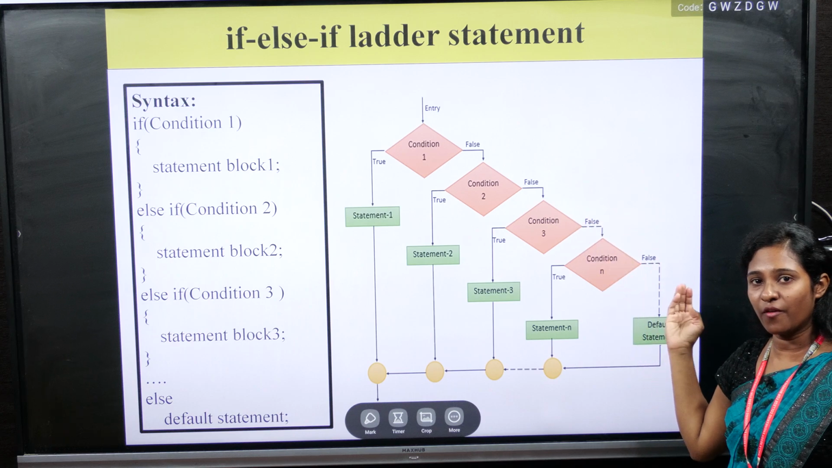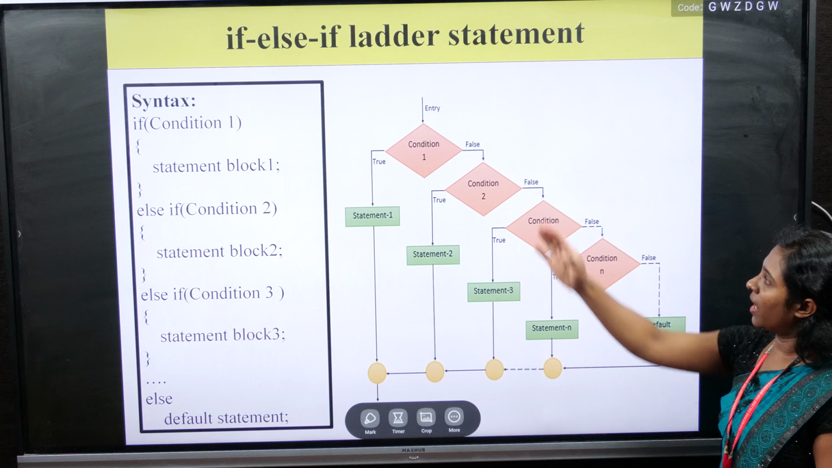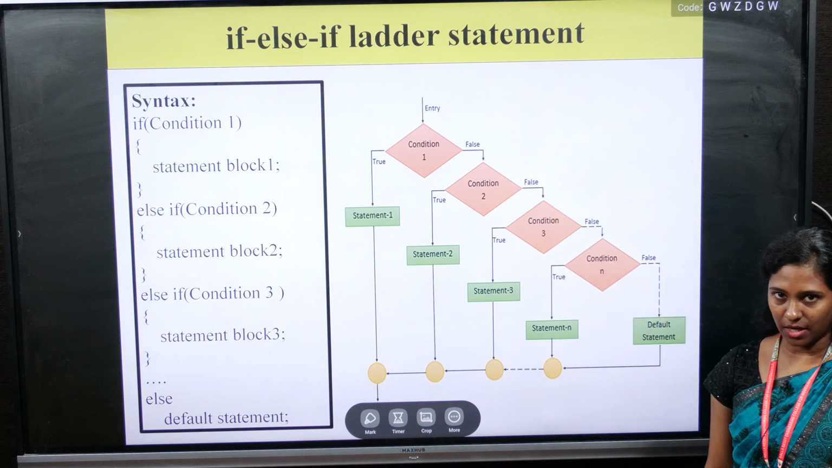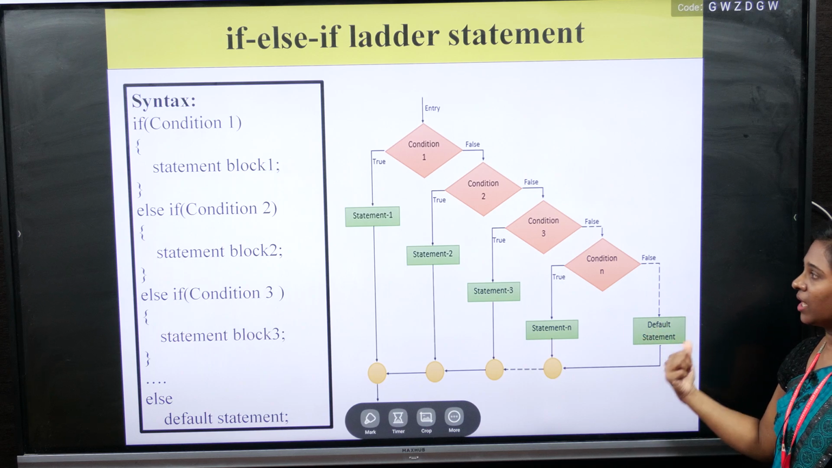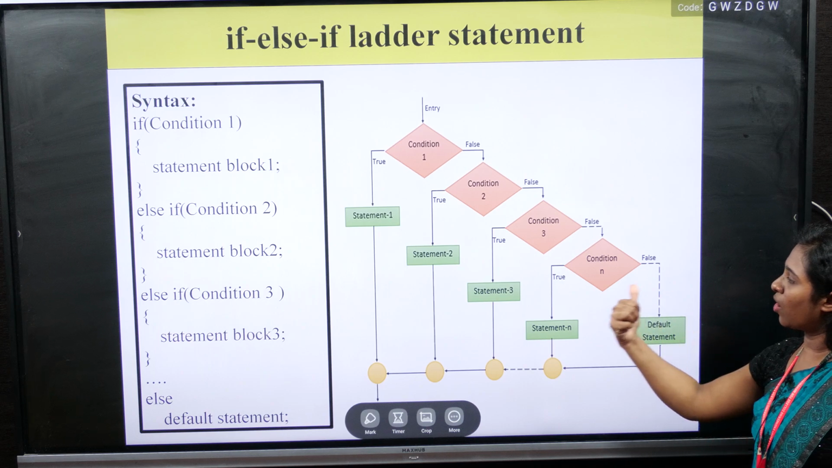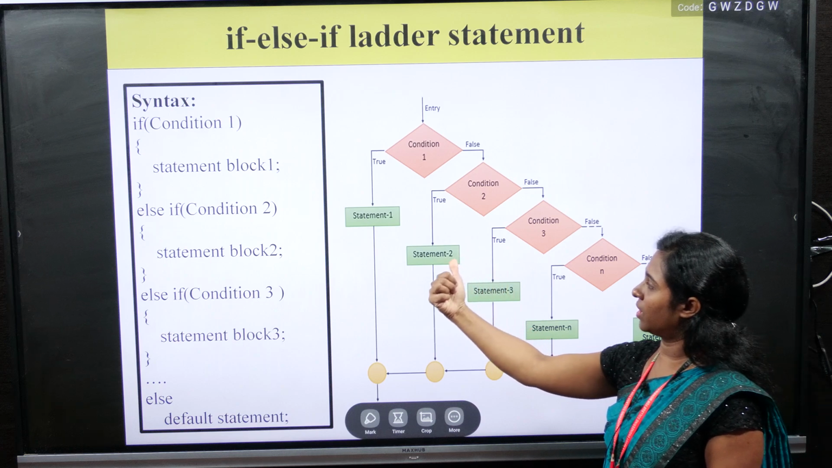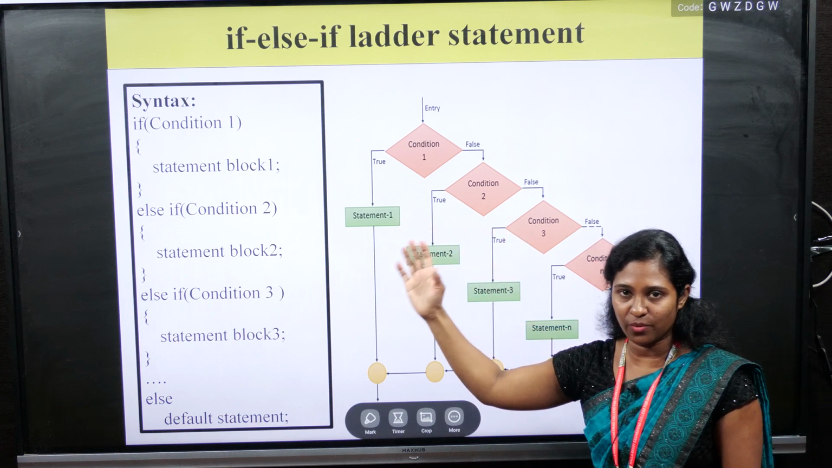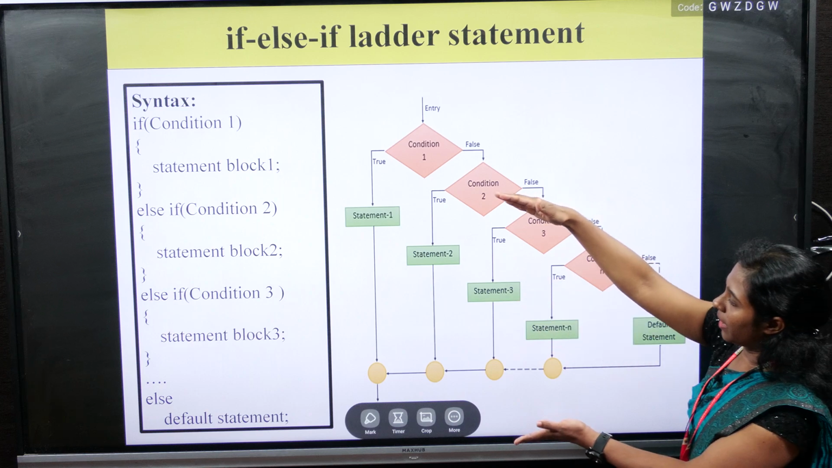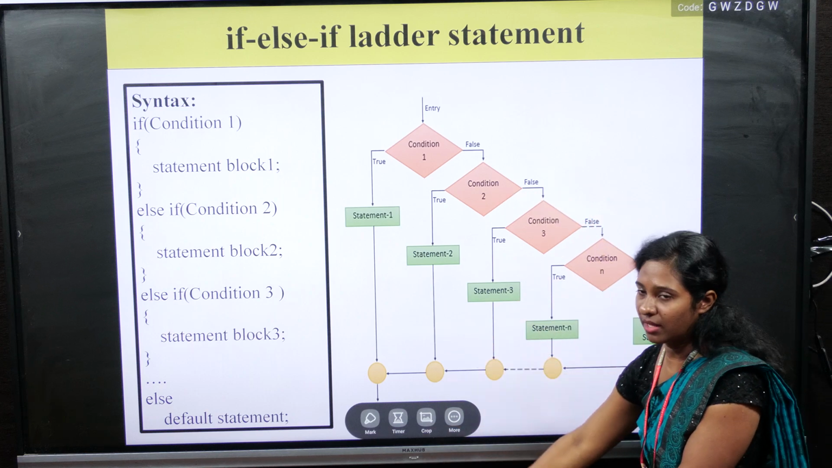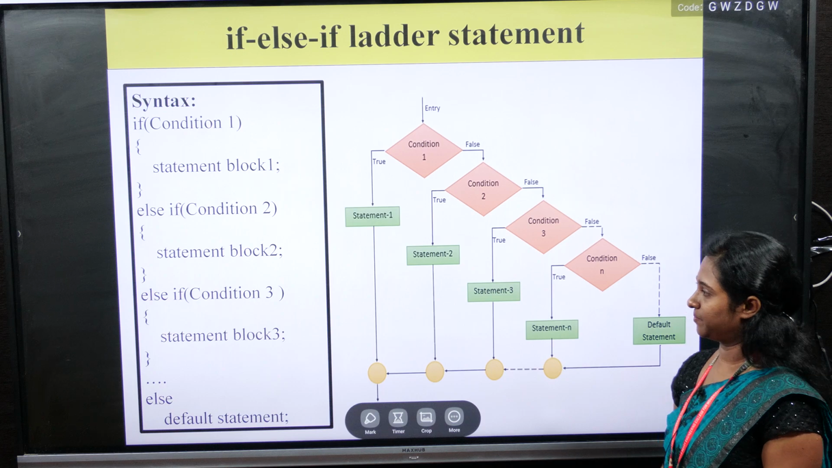This can go on for n number of conditions, and if none of the given conditions are true, you have a default set of statements to be executed, whether it is the default statement, statement n, statement 3, statement 2 or statement 1, whichever is executed. After executing it, we come out of the entire if block and start executing the remaining statements in the program.